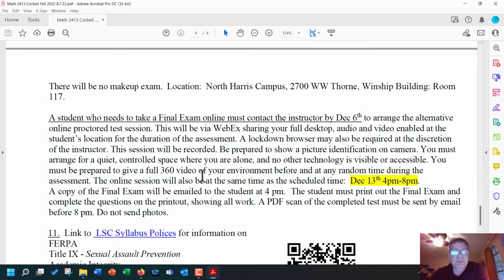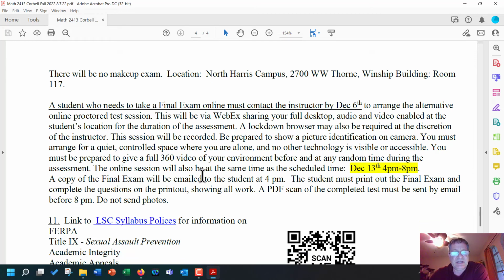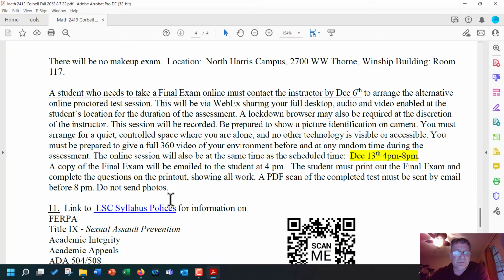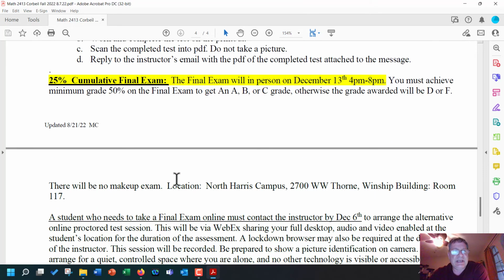This test may be online or may be like the other test. It's likely to be a PDF kind of test. So I'm going to be sending you a final exam copy by email at 4 p.m. You print out the test and you write it between 4 and 8 p.m. And you need to send me the completed test as a scanned PDF before 8 p.m. Again, don't send photos. So that's basically how we do it.